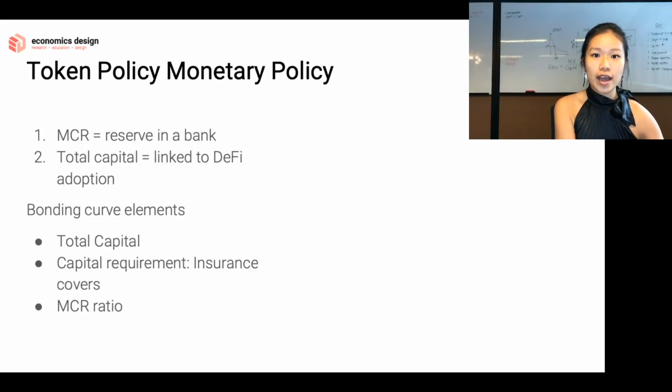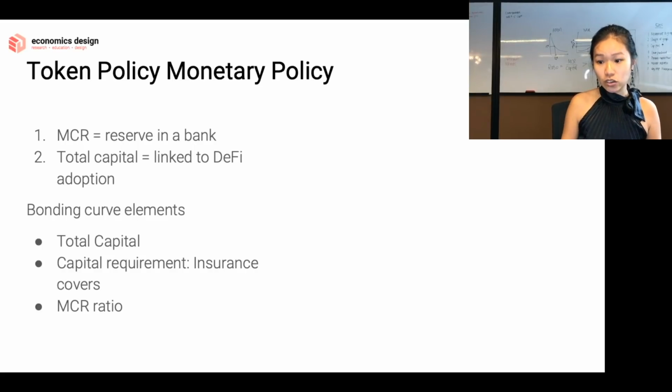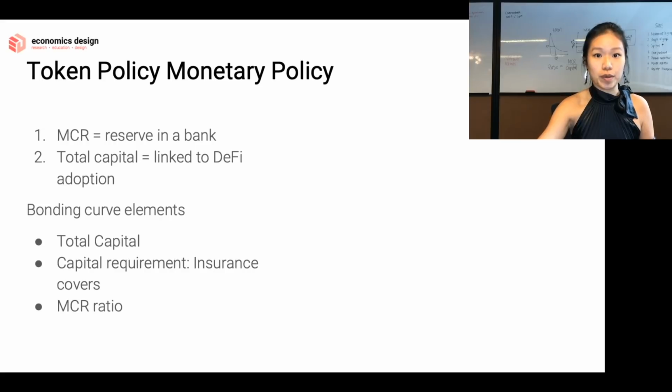If we look at MCR, MCR is kind of like the reserve in a bank. Have you heard of fractional reserve? If I put $100 in my bank, let's just say the government says the bank has to take 20% of deposits and put it in reserve. So $20 will be in the reserve that the bank cannot touch, and the remaining $80 can be lent out to other people. That's fractional reserve banking.